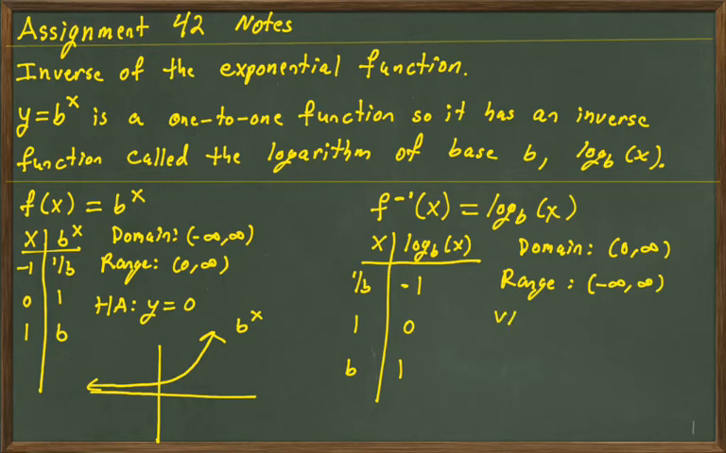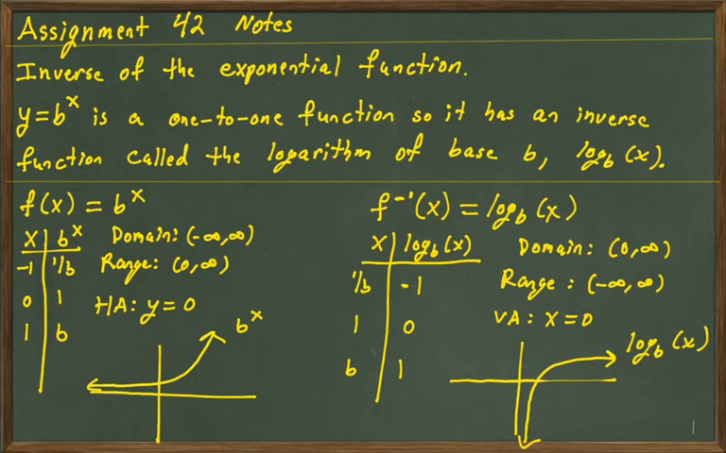And instead of having a horizontal asymptote of y equals, we now have a vertical asymptote of x equals, and in this case x equals 0. And here is a rough sketch of what the logarithm of base b of x looks like. All right. So we're going to do some basics of the inverse properties, and then in the second video we'll get into how to go back and forth between the two forms, the exponential form and the logarithmic form.